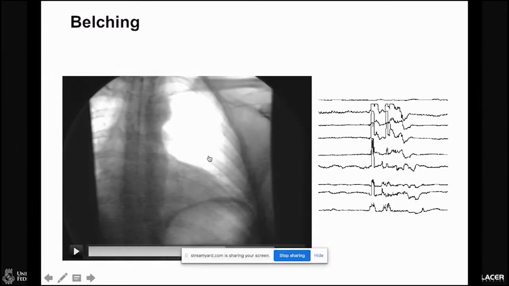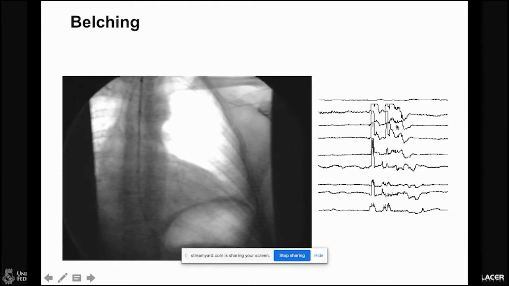Now, this is expressed here. A rise in impedance induced by air. And then there are two spikes.